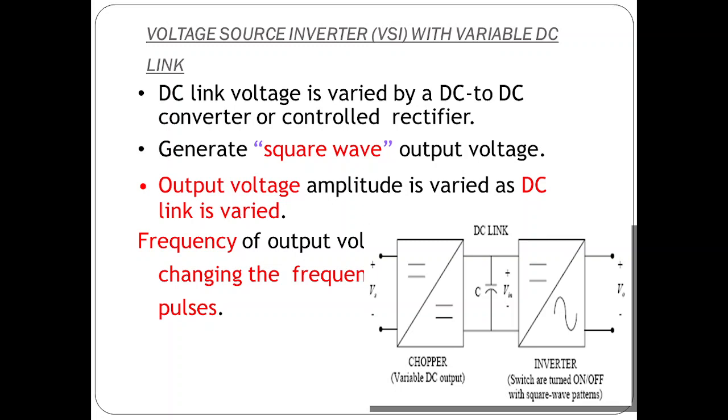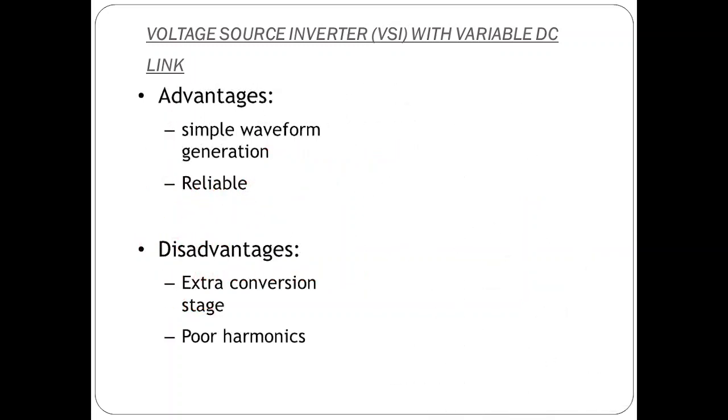This point suggests that output voltage amplitude is varied as the DC link is varied, as shown in that figure. Now we will talk about the voltage source inverter's advantages and disadvantages. What are the advantages of the voltage source inverter? These voltage source inverters have simple waveform generation, like the square waveform, and they are reliable. We can depend upon the voltage source inverter. Disadvantages are also there for the voltage source inverter.